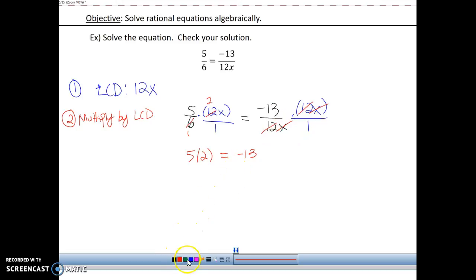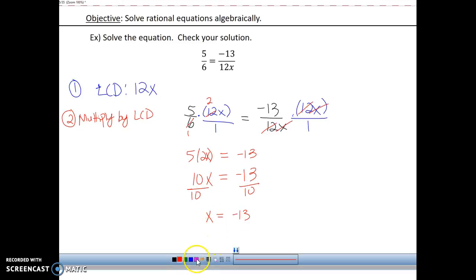So step 3 is then to solve this equation. In order to do that here, I feel like I'm missing an x. Yes, I am. This is supposed to be 2x. 5 times 2x, sorry about that. So then 5 times 2x would give me my 10x equals negative 13. And then I need to solve for x. In order to do that, you divide by 10. So therefore, x is equal to negative 13 over 10.